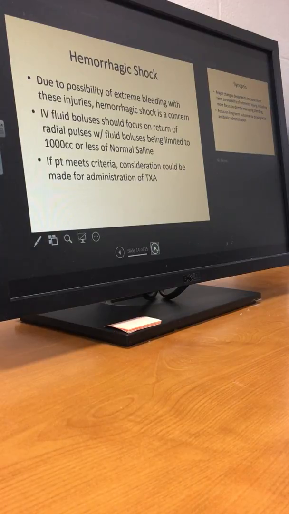Obviously, any of these major hemorrhages can lead to hemorrhagic shock due to the possibility of extreme injury. The hemorrhagic shock is a major concern. IV fluid boluses should focus on return of radial pulses, with fluid boluses being limited to 1,000 cc's or less of normal saline. Also, if the patient meets criteria under other trauma protocols, consideration could be made for the administration of TXA, especially if they fall under the multi-system trauma protocol.